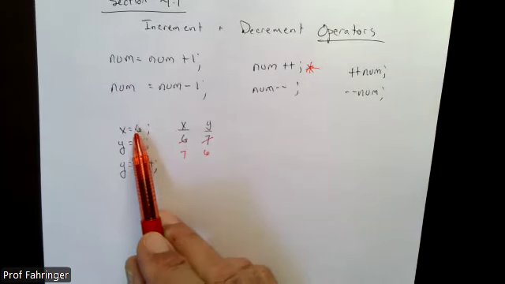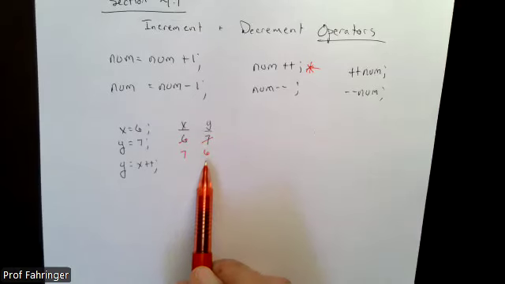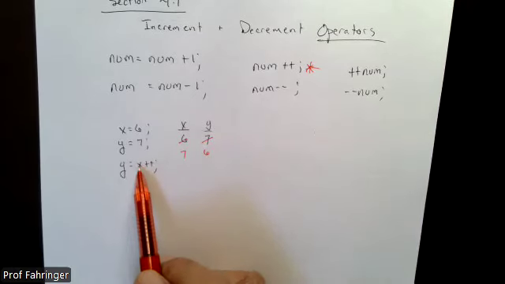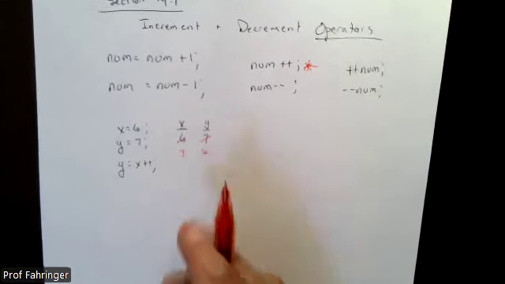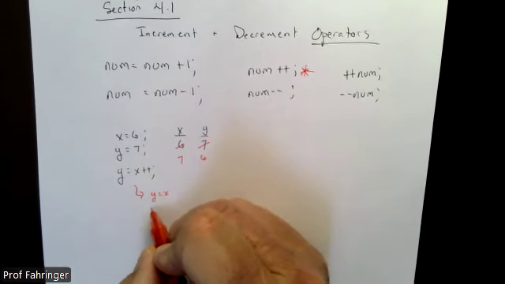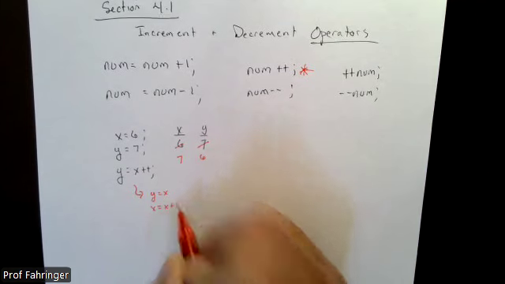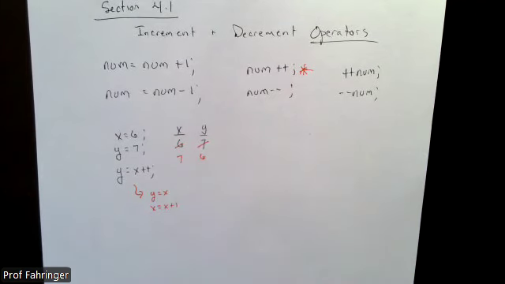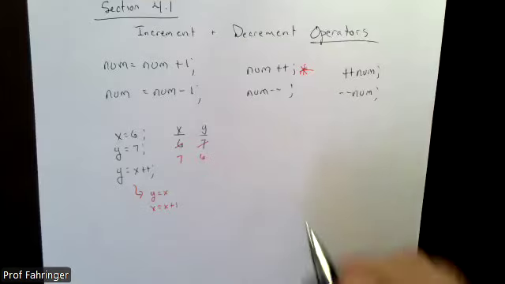Currently, x is 6. So y gets this value 6. Then I'm going to take x itself and increment. So this is the same as y equals x, x equals x plus 1, in that order. So when you print it, you get both values, the y value and x value. They're both going to change.